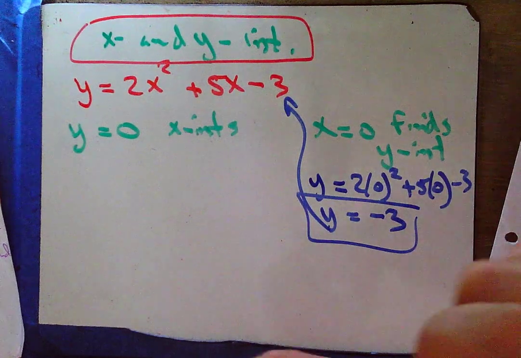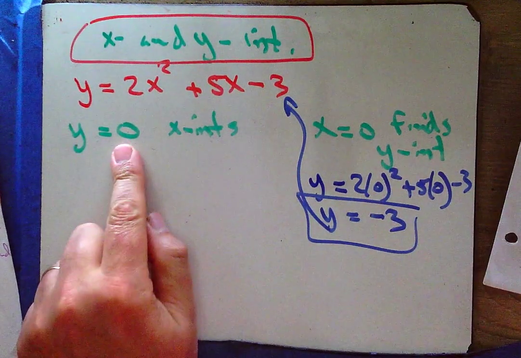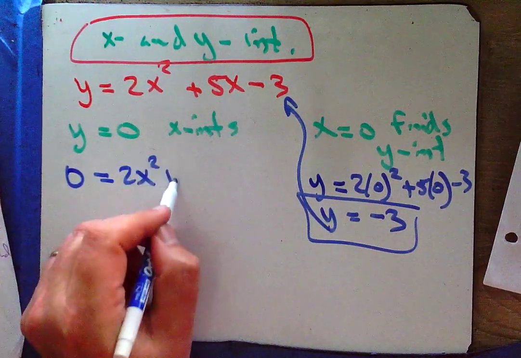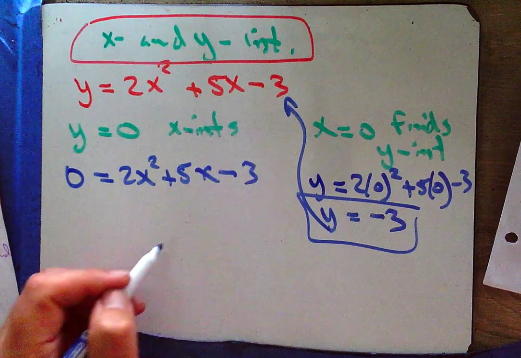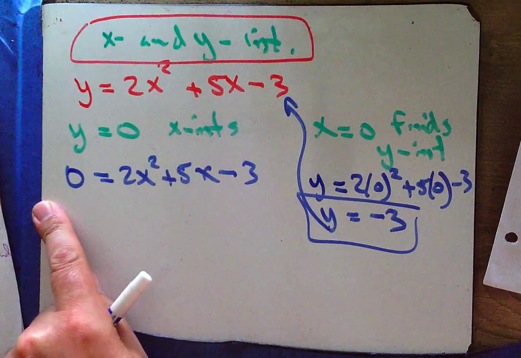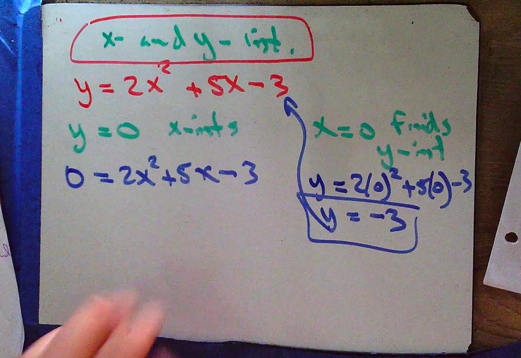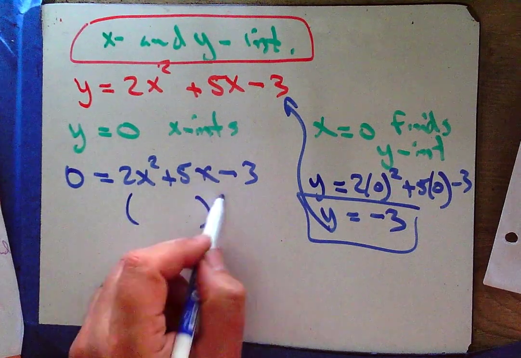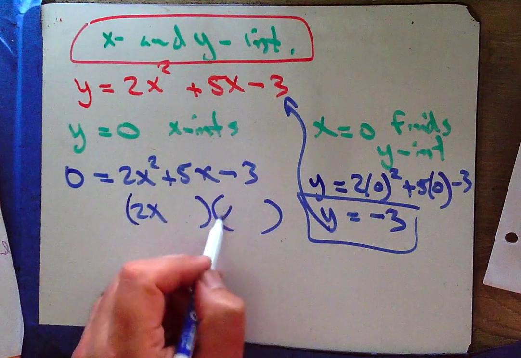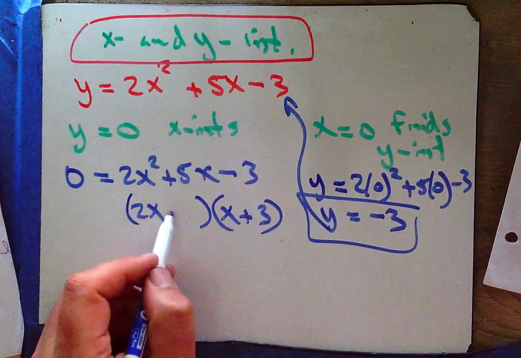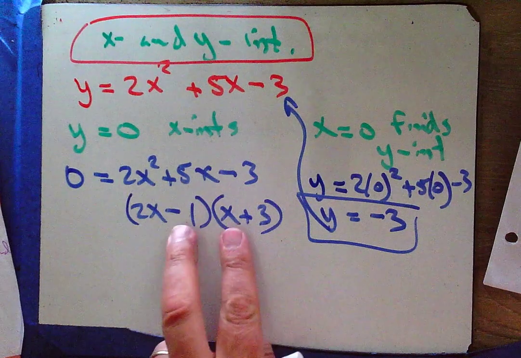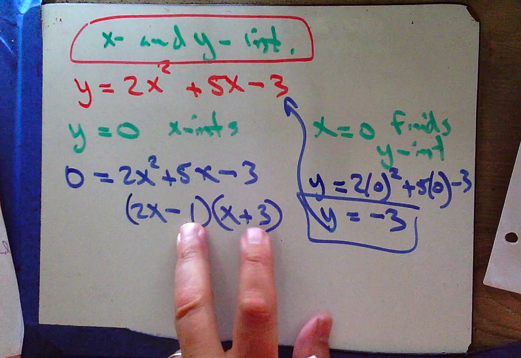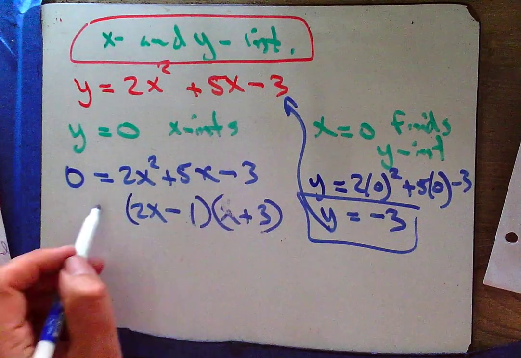What about the x-intercepts? Well, I'm setting y equal to 0, which means I'm going to have 0 equals 2x squared plus 5x minus 3. Should I add 3 to both sides and then GCF factor? No. You should factor this trinomial. (2x, x)(3, plus minus 1). There's minus 1x plus 6x gives me 5x. Minus 1 times 3 gives me -3.